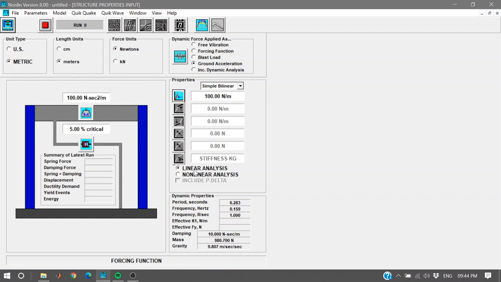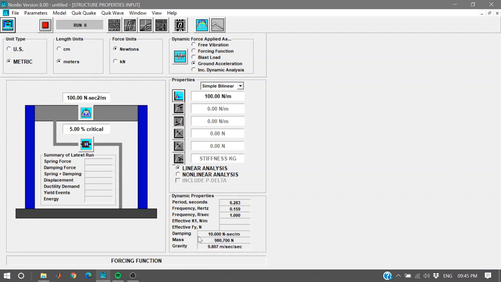When you put this value of stiffness, mass and damping, directly you can see that it has calculated the periods and frequency for your system. We can cross check for a mass of 100 kg and stiffness of 100 Newton per meter. My period comes out to be 6.28 seconds and frequency would be 0.159 Hertz and so on.